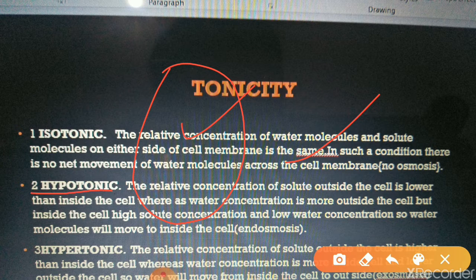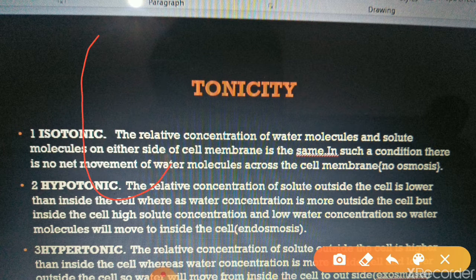The second one is hypotonic solution. The relative concentration of solute outside the cell is lower than inside the cell, whereas water concentration is more outside the cell. But inside the cell there is high solute concentration and low water concentration. So water molecules will move to inside the cell. That means endosmosis.